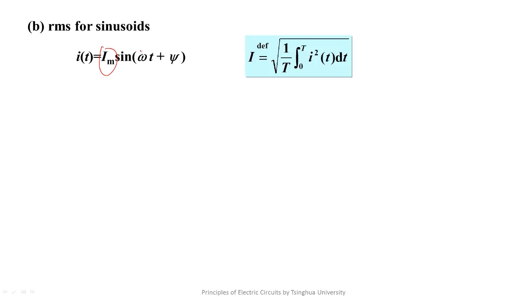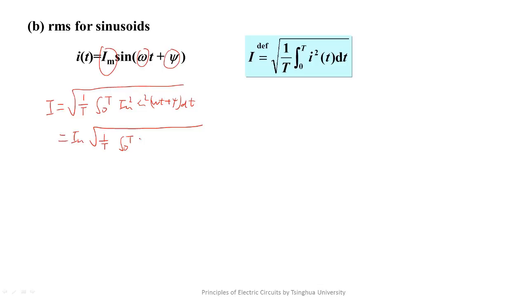For a sinusoid whose amplitude, angular frequency, and initial phase angle are given, we can calculate its effective value with the definition. I equals the square root of 1 over capital T times the integral of the square of Im times the square of sine omega t plus psi from 0 to capital T. We can move the constant Im out of the radical sign, and then the RMS equals this.